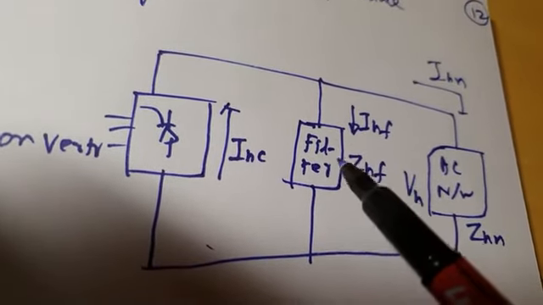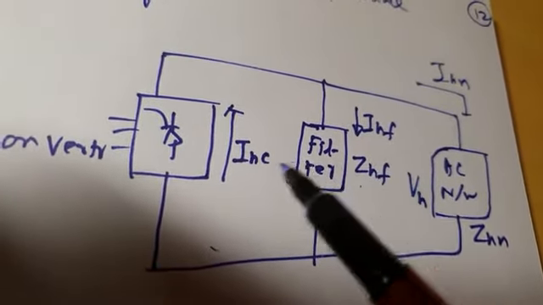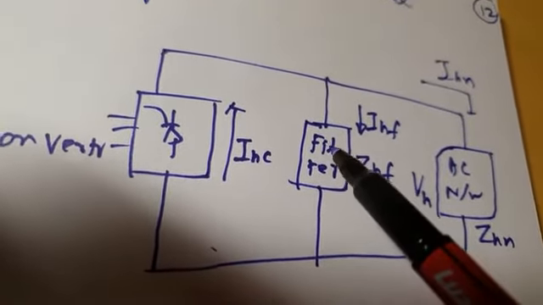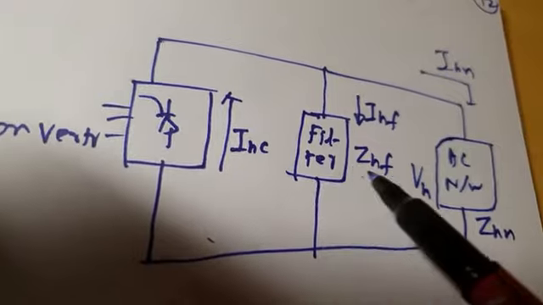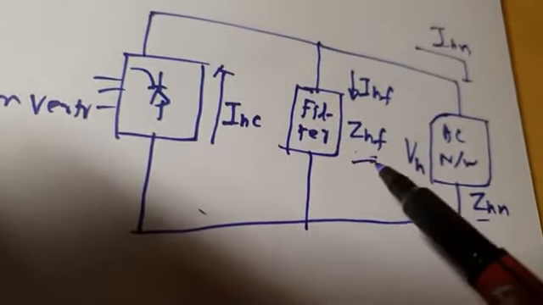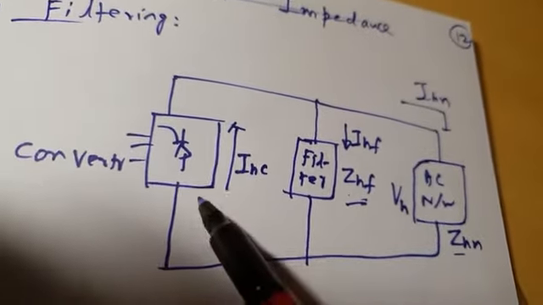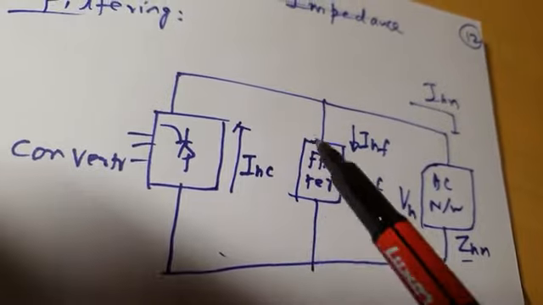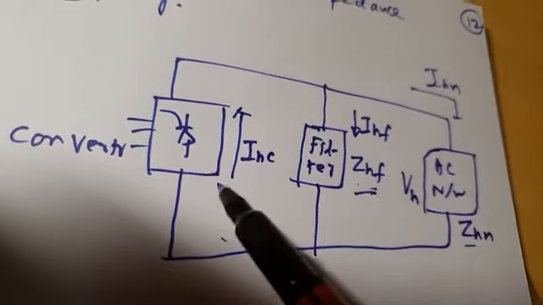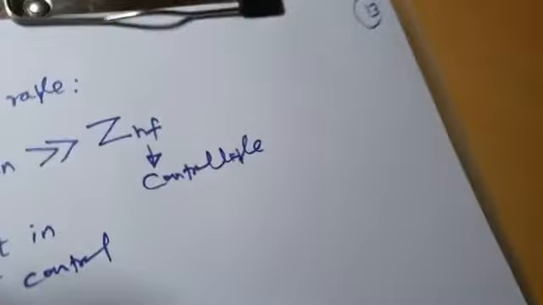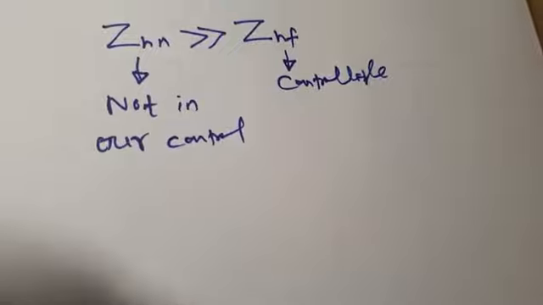So when we design the filter for trapping a particular harmonic component of the current, we have to design it in such a way that its impedance ZHF, as compared to AC network impedance, is negligibly small, so that almost all harmonic current generated by the converter flows into the filter, is trapped by the filter, and a negligible harmonic component of current enters the AC network. So this is how the AC network and filter interact with each other.